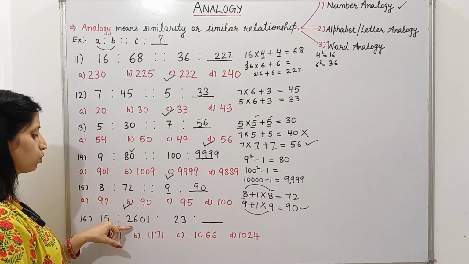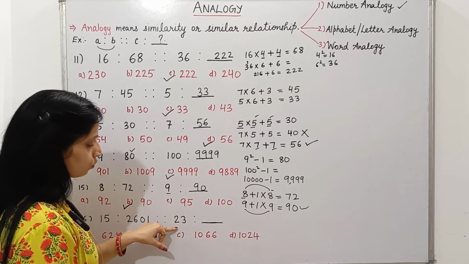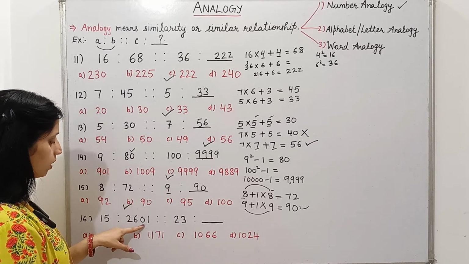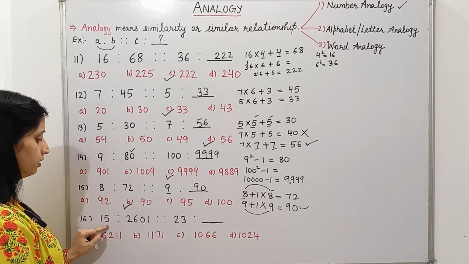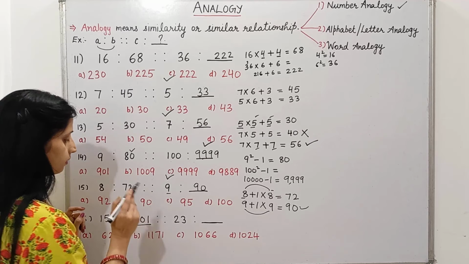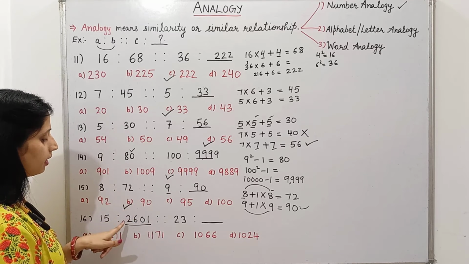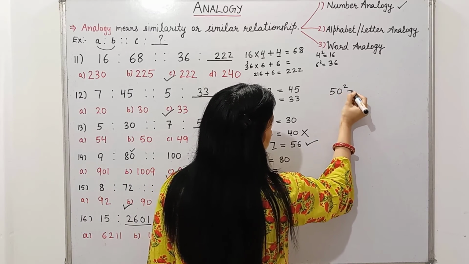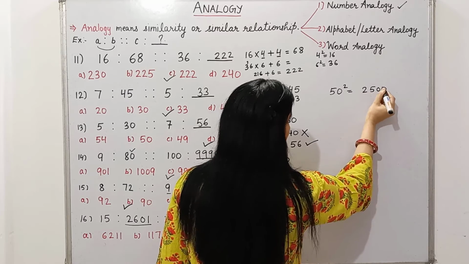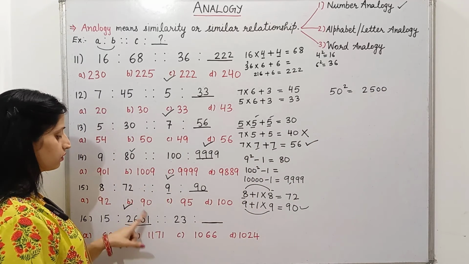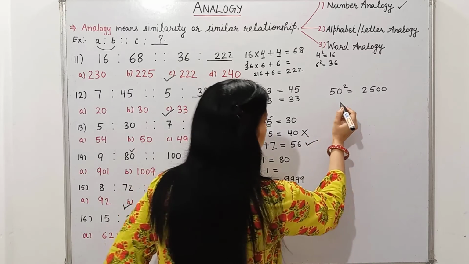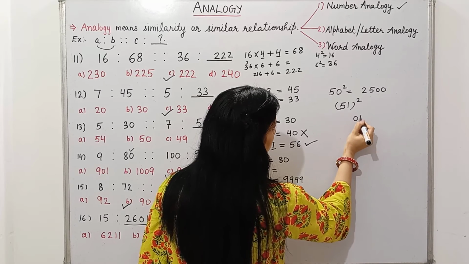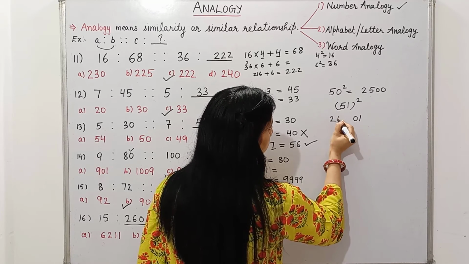Next, 15 is to 2601, 23 is to dash. Now, if we look, 2601 is not a multiple of 15. But it is the square of some number. So this number will be near 50, because we know that 50 squared is 2500, and this number is greater than 50. So it will be near 50 only. So let's check 51 squared. What will 51 squared be? 1 squared is 1. 5 squared is 25.